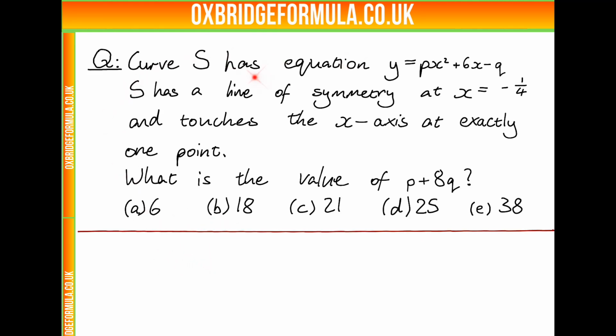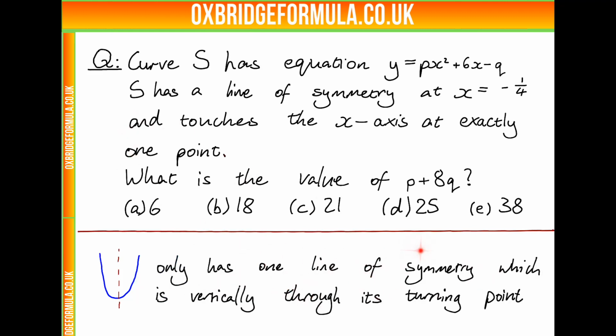Okay, well, from the equation we're given for S, we can see that the curve is a parabola. So let's just draw a general parabola. And we're told that it has a line of symmetry at x equals minus a quarter. So what lines of symmetry does this parabola have? Well, we can see that it just has one line of symmetry which comes vertically through its turning point.